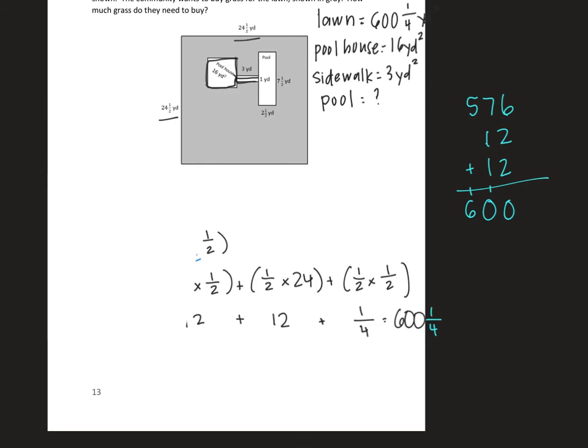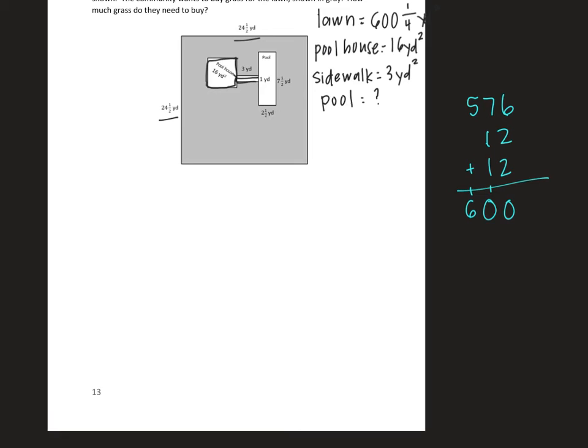All right, there we go. So now I am going to find the area of the pool. Okay. So to do that, I can see that it gives me the side length. So I'm going to multiply 2 and 1/2. Wait, actually I'm going to start over here. 2 and 1/2 times 7 and 1/2.